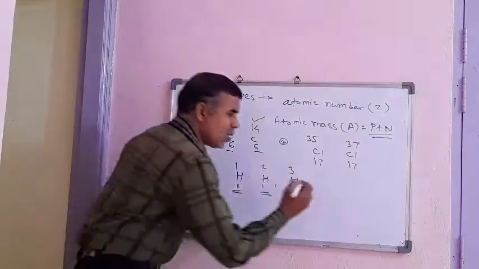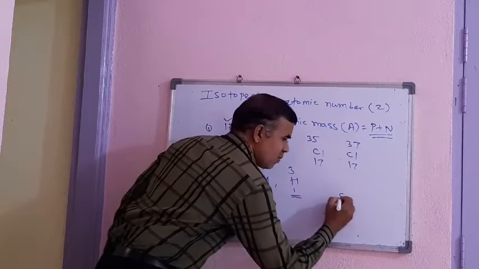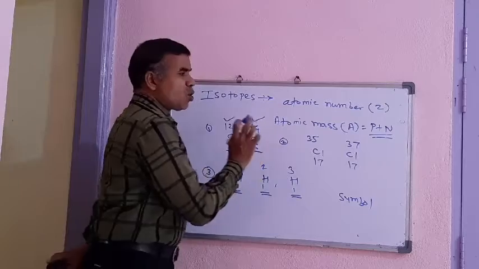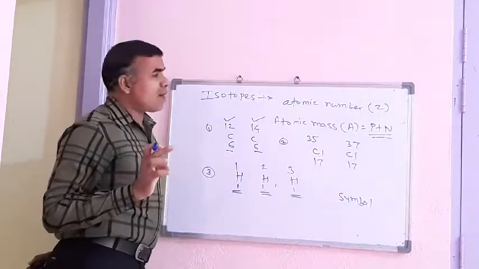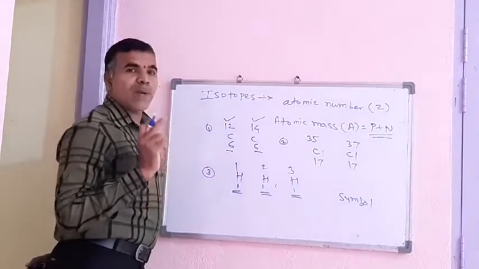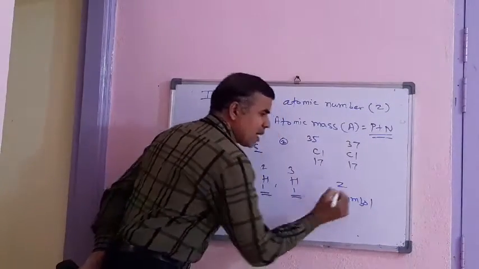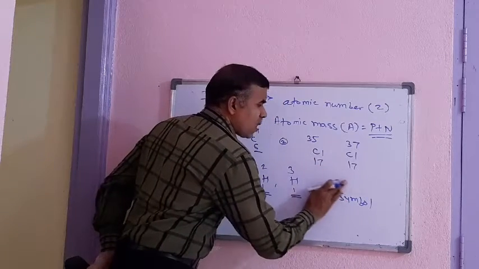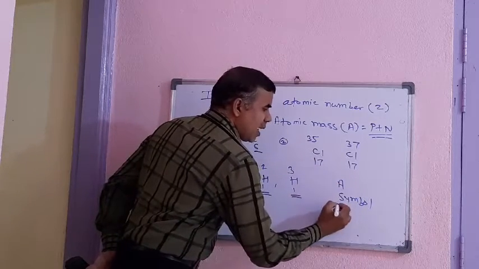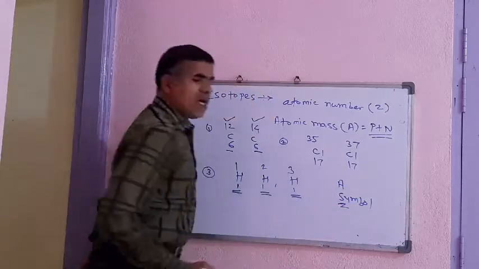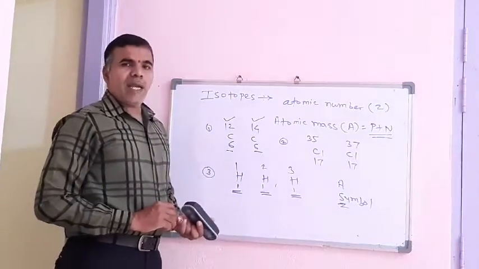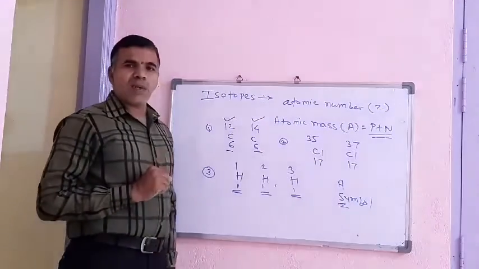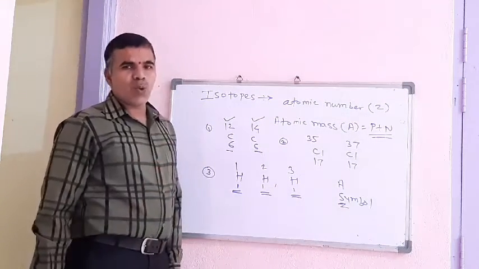We have to write here, look at this symbol. Isotope means same atomic number but different atomic mass number. Atomic mass number is denoted by A and atomic number is denoted by Z. Elements having the same atomic number but different atomic mass number are called isotopes.